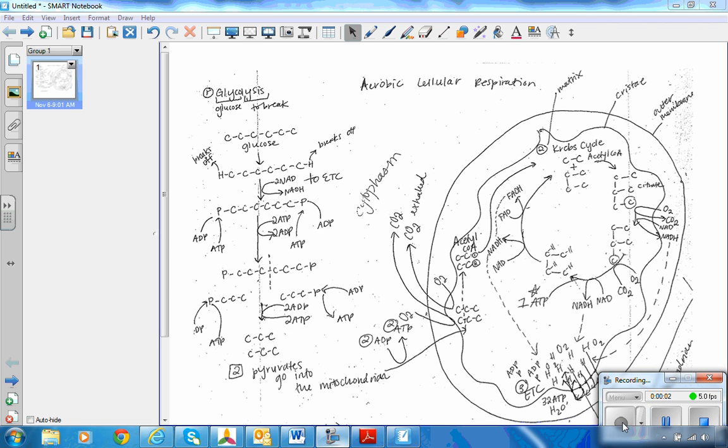So this is going to be why we can't go without oxygen, right? We can't go without oxygen because we have to be able to make ATP. So that's just the way that we work.